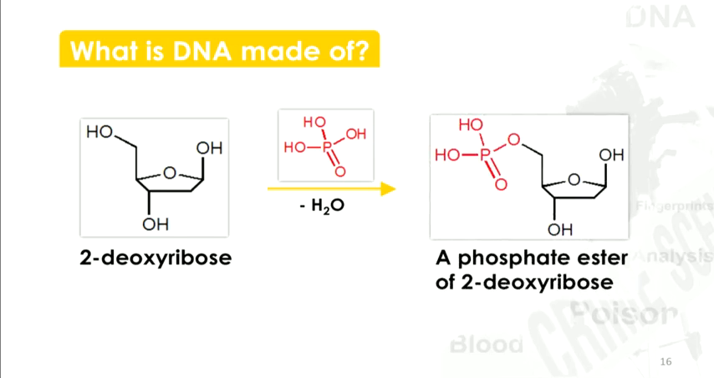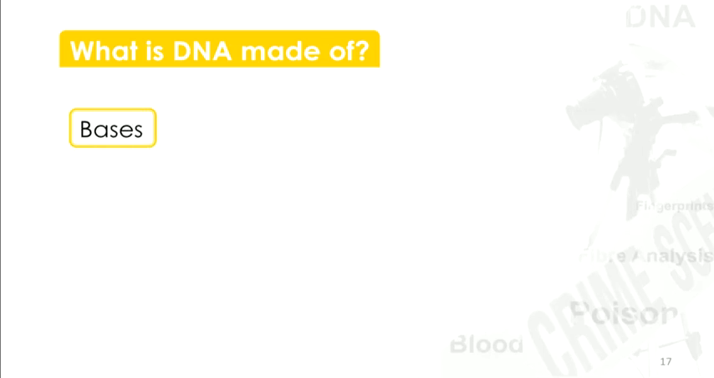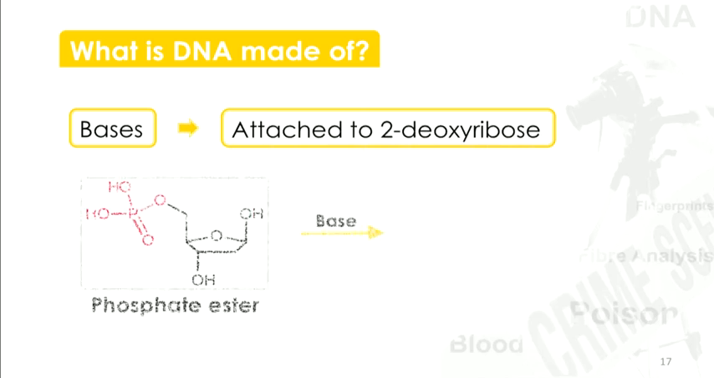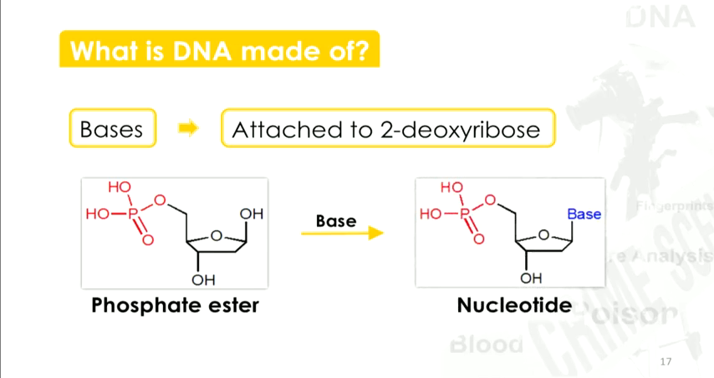All right, now the third component are the bases. Where do the bases go? Okay, the bases are attached to the 2-deoxyribose. And now we have the basic building block of DNA, containing the sugar, the phosphate, and the base. And this molecule is called a nucleotide.